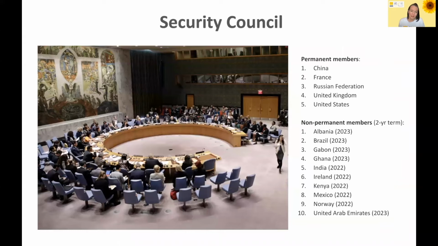The Security Council is responsible for maintaining international peace and security. It has 15 members, each with one vote. There are 5 permanent members: China, France, Russia, the United Kingdom, and the United States, and 10 non-permanent members, which are elected for a 2-year term.